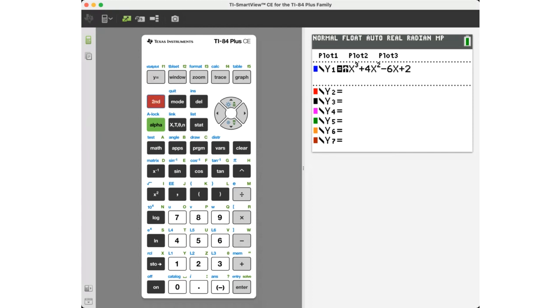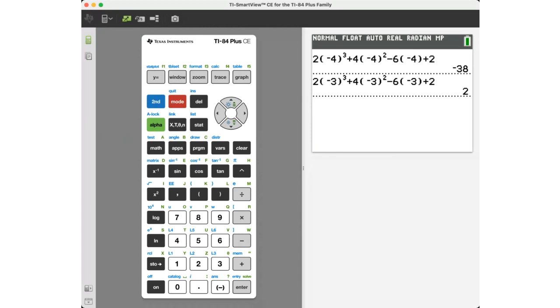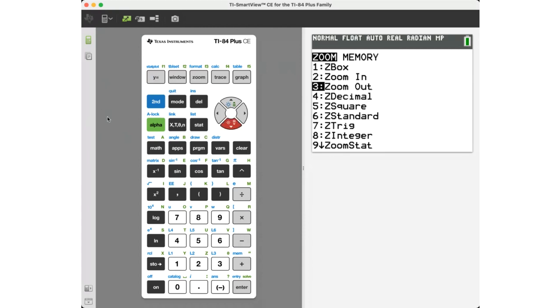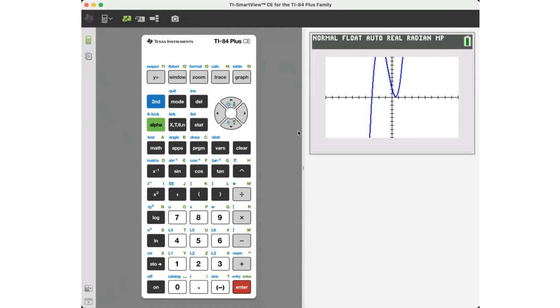If you're on your home screen, what you want to do is hit your y equals key up here. You can enter your function, just make sure that you're putting your exponents where they go and everything looks correct. Now, if I don't know the window, we do know it's a polynomial. I like to do a zoom standard. On my calculator, that's the 6 under the zoom button. This gives me a good 10 by 10 window, so -10 to +10 in both my x and y directions, on both axes.